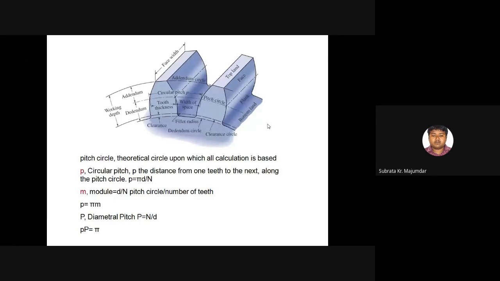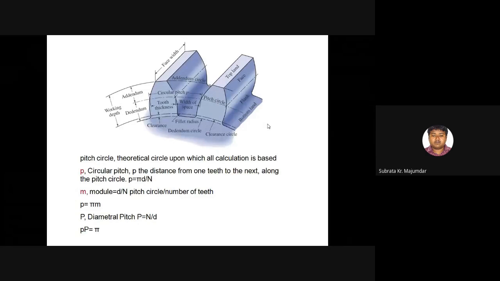What is module? It is the ratio of pitch circle diameter in millimeter to the number of teeth. It is known as the module. Mathematically, it is denoted by the small m, and small m equals capital D divided by capital T.